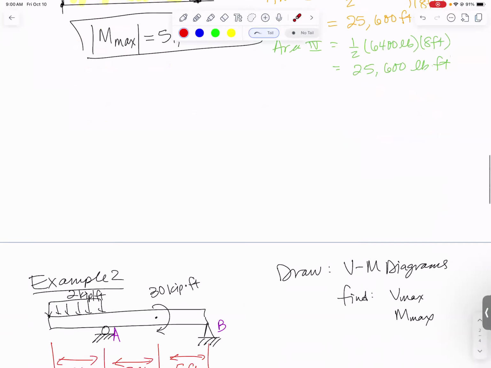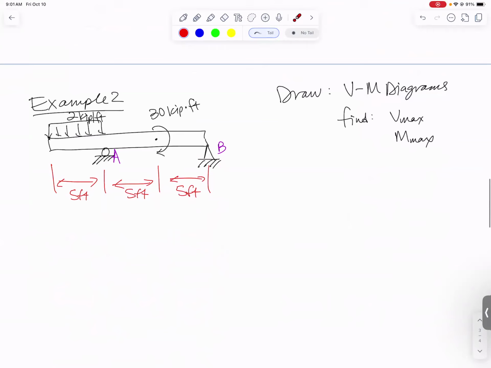Let's do one that's a little more complicated and not so symmetric to finish out today's class. We have a beam that's supported by a pin and a roller, and it's got a couple moment on it because those make everything harder, and it's got a distributed load on it, which is the topic of the day to practice. So we were asked to draw shear force and bending moment diagrams and to find Vmax and Mmax. Process is exactly the same.